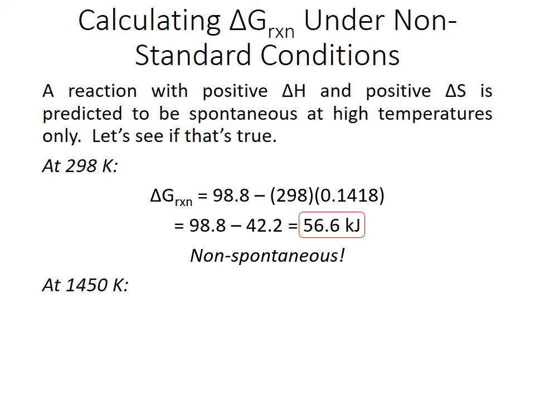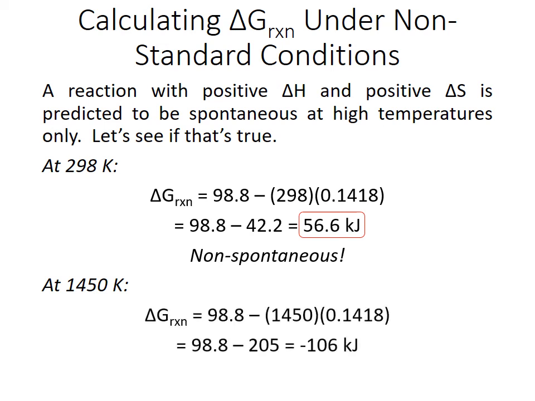At 1450 Kelvin, on the other hand, our delta G will equal 98.8 minus 1450 times 0.1418, giving us a delta G of minus 106 kilojoules, and therefore spontaneous under these conditions.